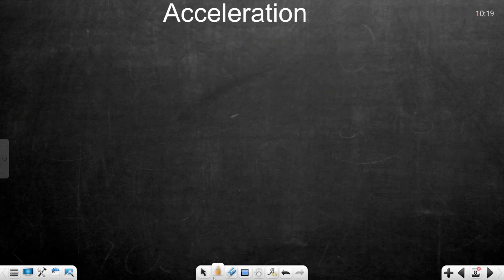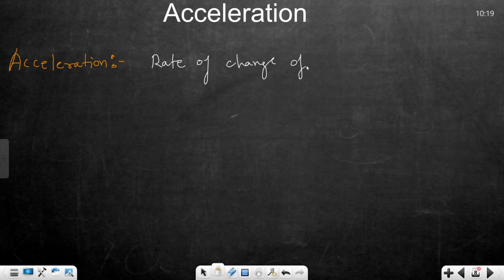Now acceleration. What do you understand by acceleration? Change in speed with time. This is just a rate of change of speed or velocity. The correct definition is rate of change of velocity, not the speed. Rate of change of velocity with respect to time. So we call it acceleration.